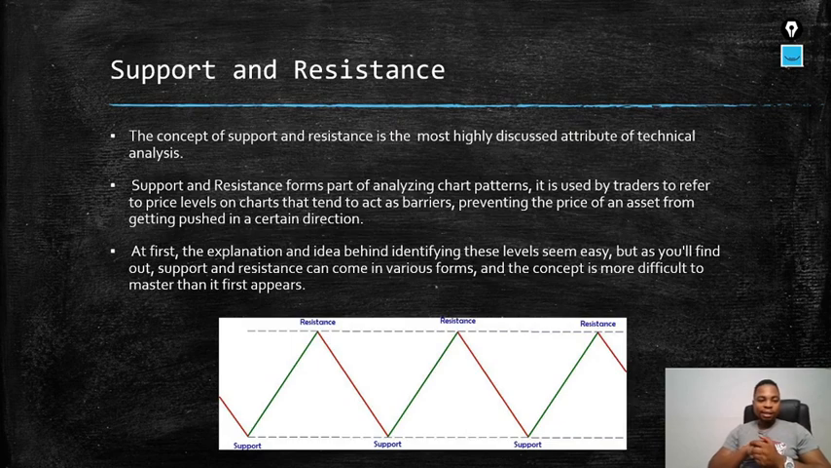Okay, well, support and resistance. The concept of support and resistance is the most highly discussed attribute of technical analysis. Support and resistance forms part of analyzing chart patterns. It is used by traders to refer to price levels on the charts that tend to act as barriers, preventing the price of an asset from getting pushed in a certain direction. At first, the explanation of the idea behind identifying these levels seems very easy, but as you'll find out, support and resistance can come in various forms, and the concept becomes more difficult to master than it first appears.